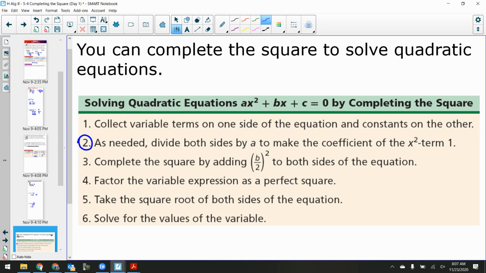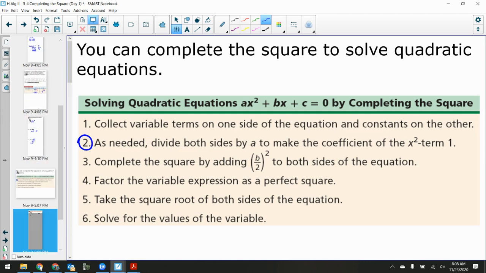Third step, complete the square by adding b over 2 squared to both sides, because whatever we do to one side, we've got to do to the other, right? So what goes in the box is extremely important now because it gets added to both sides. We factor the variable expression as a perfect square, complete the square, get it down to its binomial, take the square root of both sides, and solve for the values of the variable. Let me show you here.